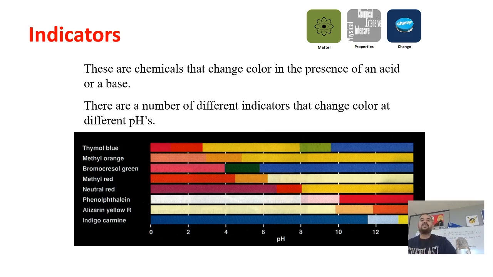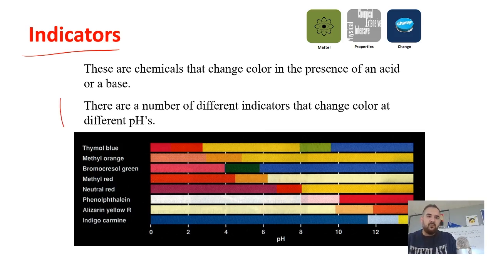All right, so these are chemicals. What are indicators? So 2 classes ago, we talked about, what was it that we talked about? We talked about litmus paper. And litmus paper is an example of an indicator, and it changes color based on the pH of whatever it is you're looking at. So indicators, all they do is they tell you the pH of something.